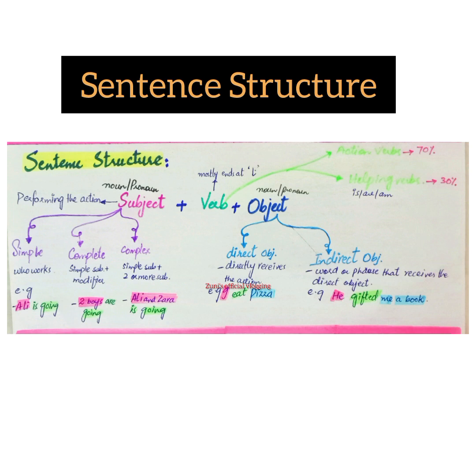A sentence is basically made up of subject, verb and object. The subject is the person who performs the action, and it may be a noun or a pronoun. The subject may be simple, complete or complex. A simple subject: Ali is going. A complete subject may contain a modifier. For example, two boys are going. Here two is a modifier. And a complex subject has two or more subjects. For example, Ali and Zara are going.